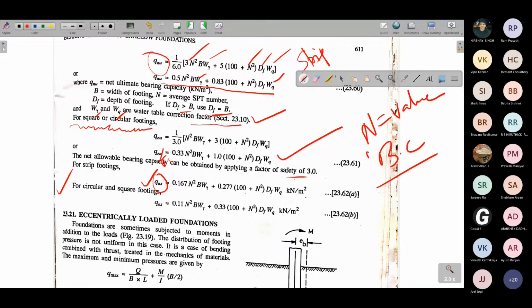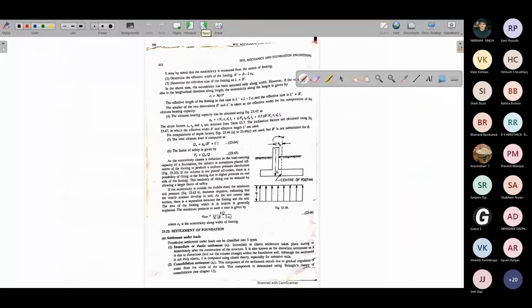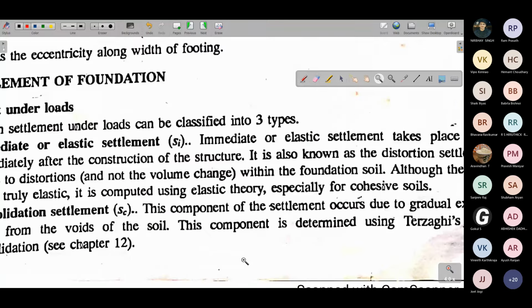That you should keep in your mind. Now next is this one, which we are more interested in. You can go through what will happen if the load is eccentric; that is given here. But today's focus would be on this settlement. This is very important for us.